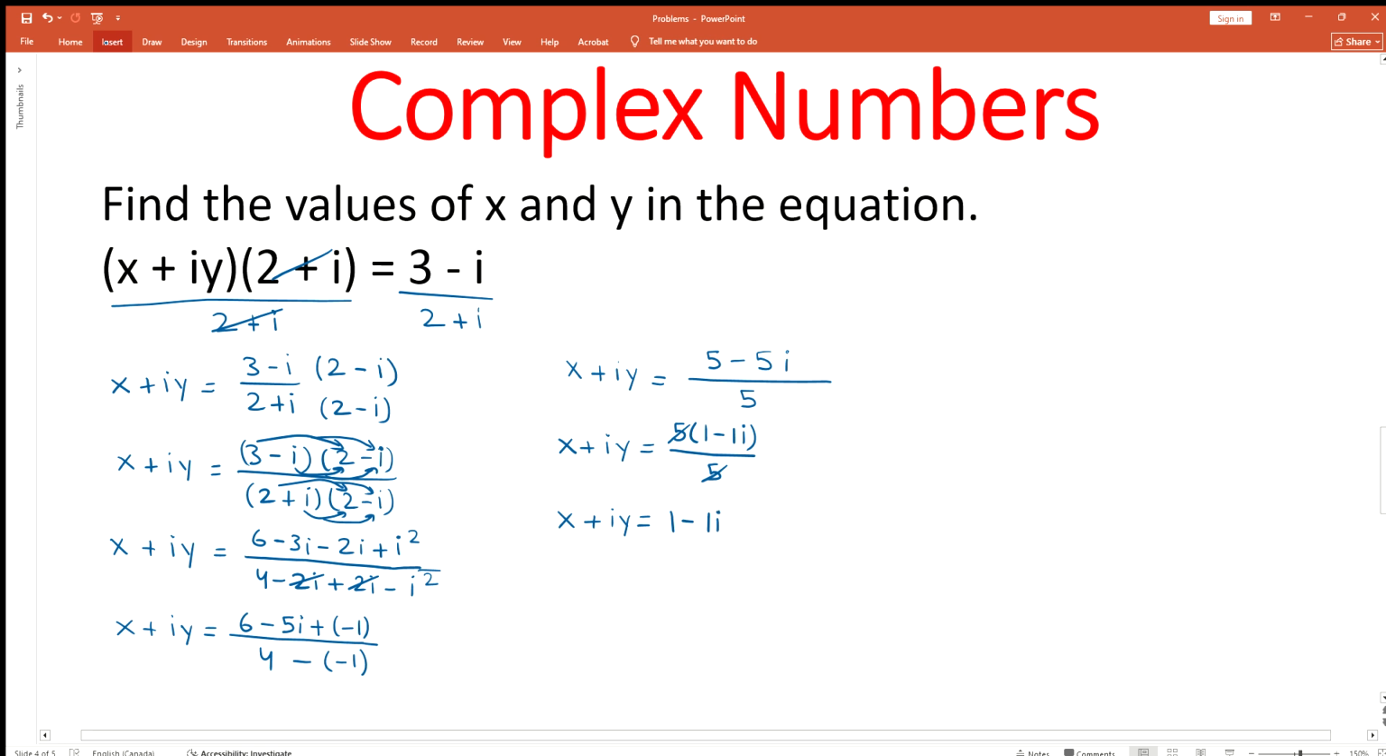We can use this step to find the values of x and y. We have a complex number on both sides of the equation. Two complex numbers are equal to each other if their real parts and imaginary parts are equal to each other. That means x should be equal to 1 and y should be equal to negative 1, because y is the coefficient of the imaginary part of the complex number. Therefore, y is equal to negative 1. This should be the final answer for this problem.